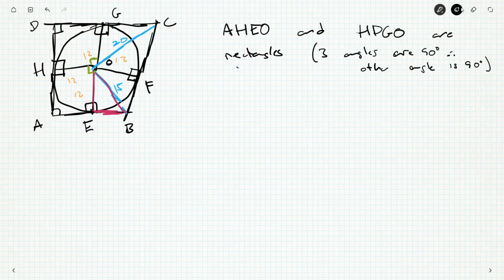Now, because we have radii for all the side lengths, we can actually say that these are not just rectangles, they are squares. So OH is the same as OG, which is OE, which is 12. Therefore, they are squares.